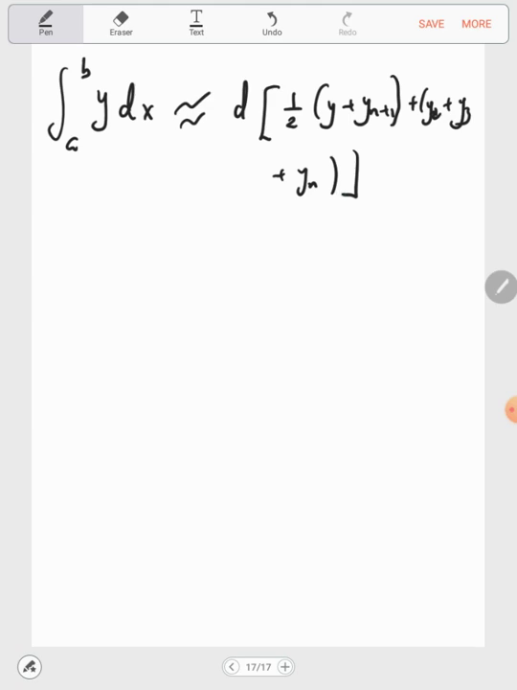So what we're just saying is that to find the area for the trapezoidal rule, you get the distance, which is the width, multiplied by half of the first and last ordinate, plus the sum of the remaining ordinates.